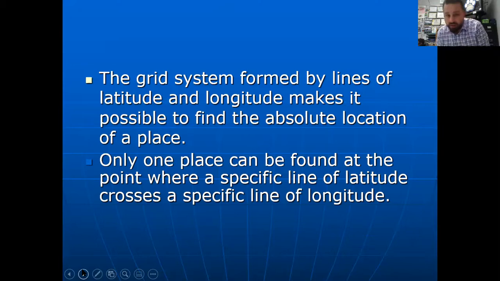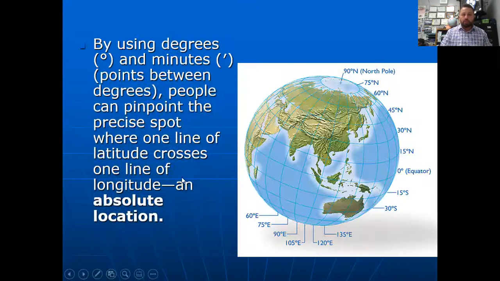There are points in between our degrees. Those are known as minutes. For our 7th grade class, I'm just going to keep it at degrees. We'll get into minutes further into the year because that's a more advanced concept. We use degrees, and then we use the minutes, the points between the degrees. People can pinpoint any precise spot on a line of latitude when it crosses one line of longitude.